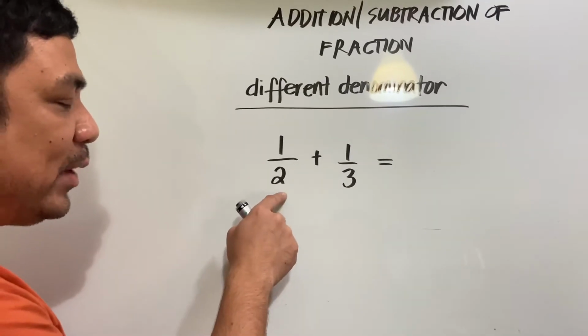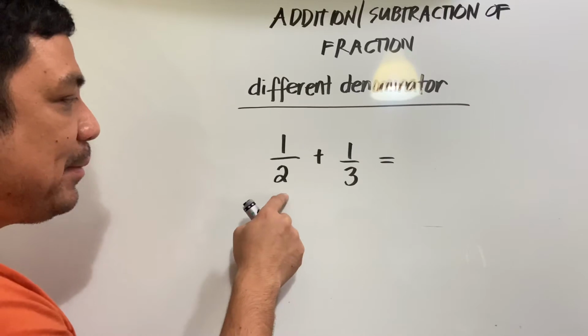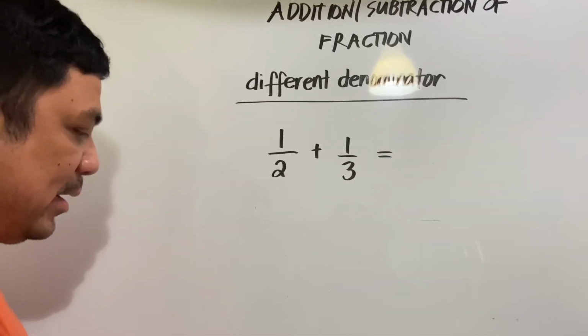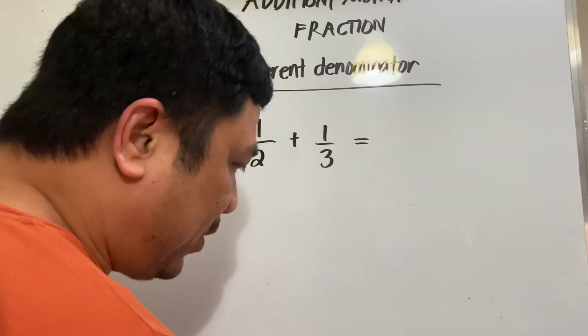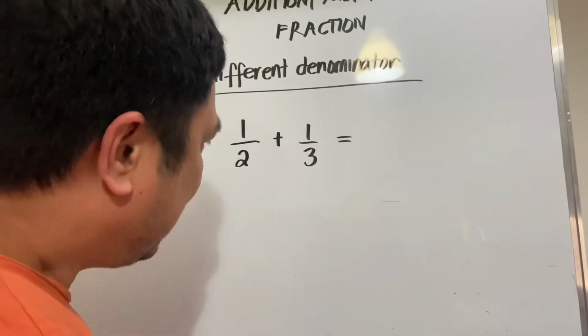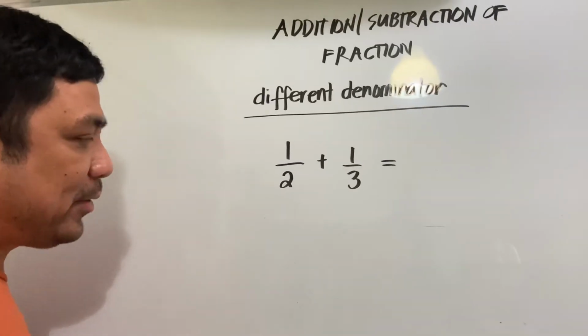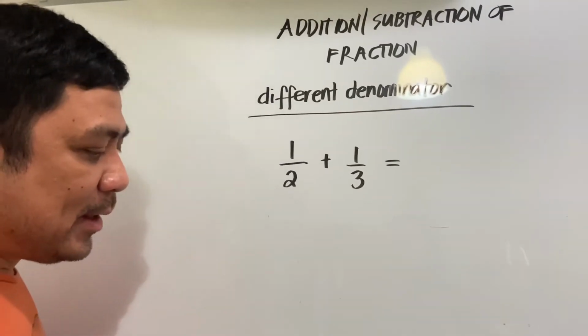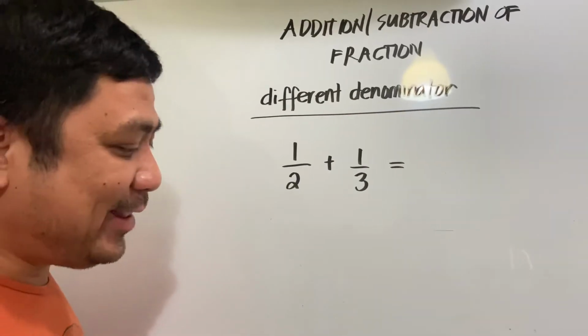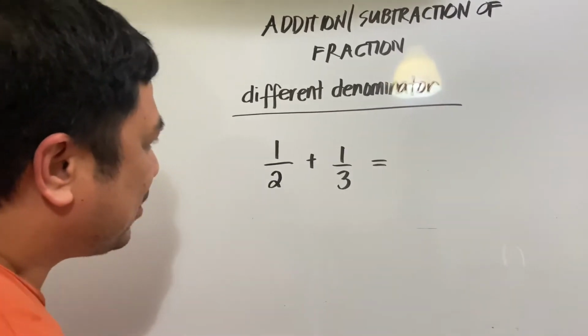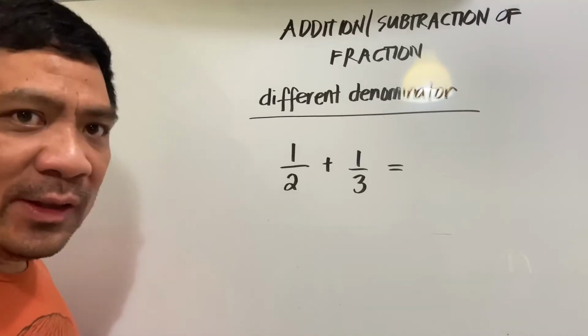So, what you will do if your denominators are not the same, in this case, you will be asked to find the least common denominator or least common multiple. So, that's another challenge on how to get the least common multiple. So how to get the least common multiple? So ganito yung technique na ginagawa ko.